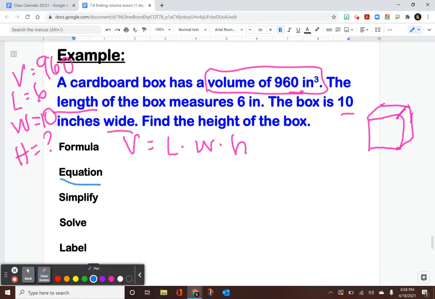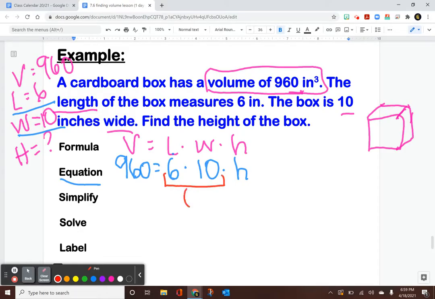Now, substitute in to create an actual math equation. 960 is the V volume. My L is 6. My W is 10. My height, though, is the mystery. This is the missing dimension. How big is the height? So I'm going to simplify. I can multiply the 6 and the 10 together and really just call it a 60, because 6 groups of 10 groups of H is really just 60 groups of H.